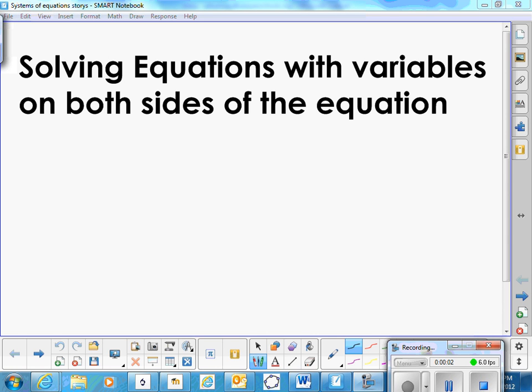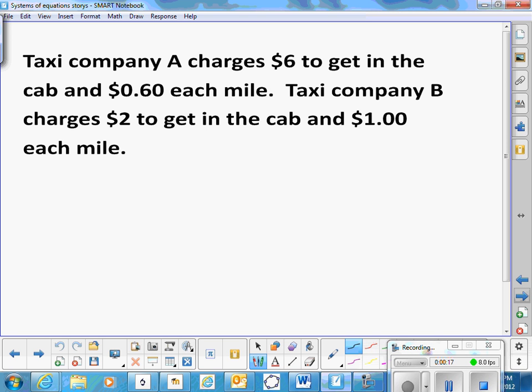This video clip explains how to solve equations with variables on both sides of the equation. You've done that before. We're just going to come up with a new story problem to keep practicing that same idea. Suppose you have a taxi company that charges $6 to get in the cab and 60 cents each mile that you go. And taxi company B charges $2 to get into the cab and $1 for each mile.